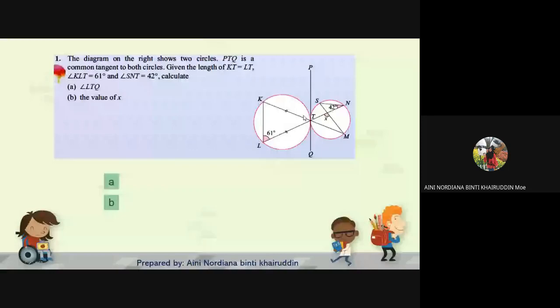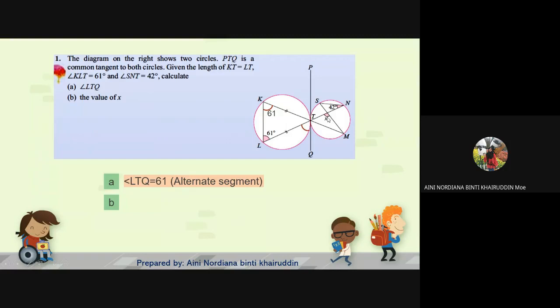So the angle here is 61, same as this angle. And this angle also equals 61 because this is the alternate segment. So the answer is 61, alternate segment. Question B, the value of x.